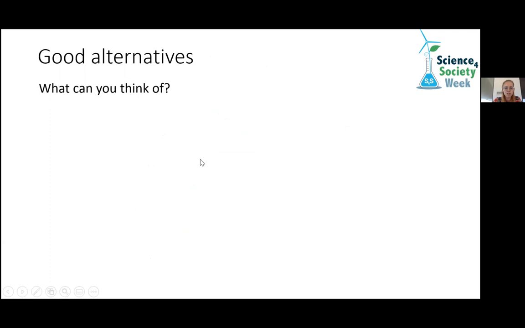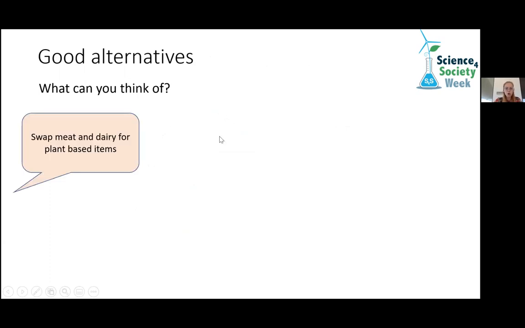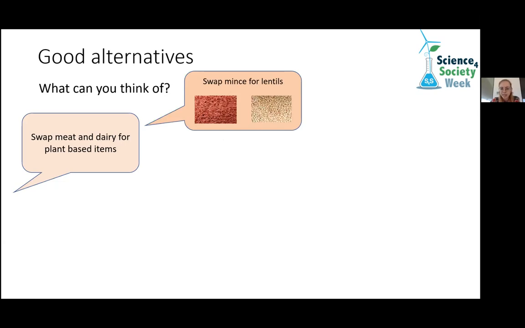So we've got some alternatives. So already people have said we can swap meat and dairy for plant-based items. We've had some other fantastic answers. So this is one thing that I do all the time. And you remember when we looked at our scale, lentils were low impact, but beef was really, really high impact. Lentils, when you're making things like spaghetti bolognese or anything that you'd use mince for, something like a shepherd's pie, lentils work brilliantly and they take in all the flavor.